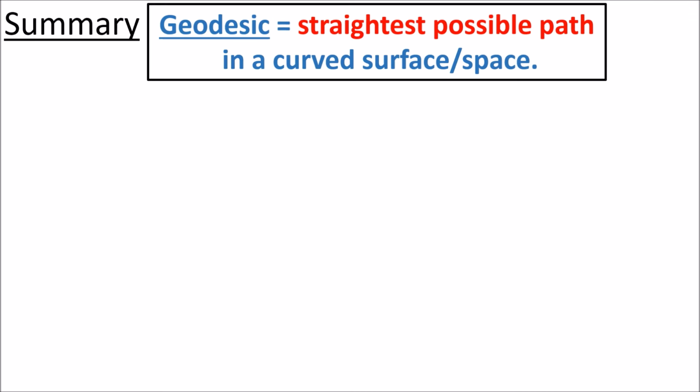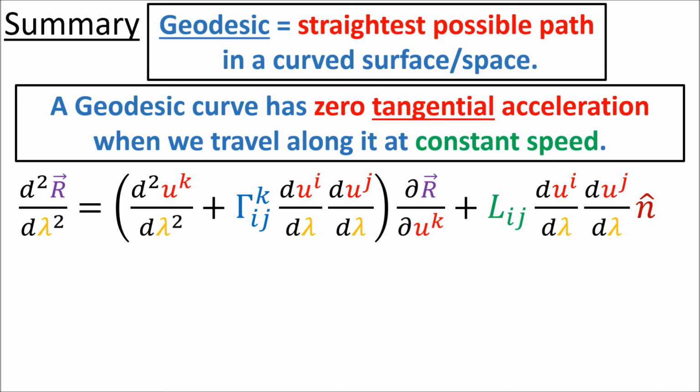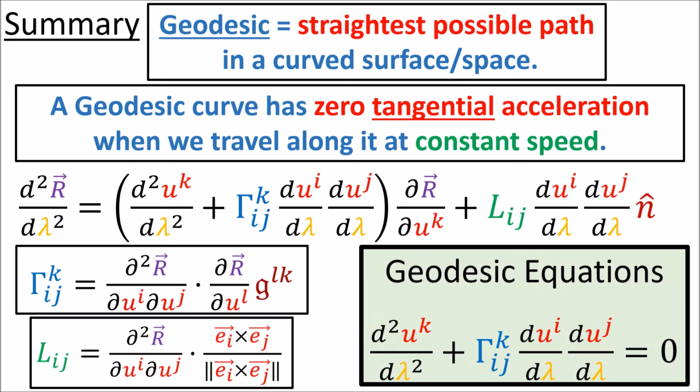So just to summarize this video, we said that geodesic curves are the equivalent of straight lines in curved spaces and will give us the shortest distance between two points. And our definition of geodesic curves on a surface are curves whose acceleration vector points completely in a direction normal to the surface and doesn't have any tangential acceleration. And then we derived this formula for the acceleration vector, which involves the Christoffel symbols and the second fundamental form. And since geodesics have zero tangential acceleration, that means that geodesic curves must obey this equation here where the tangential component of acceleration is zero. And this is called the geodesic equation.